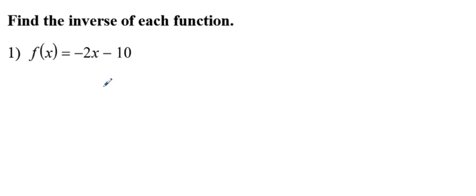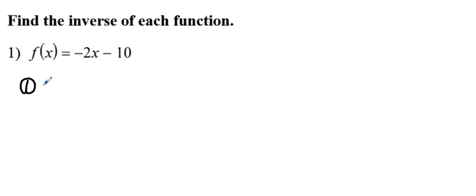Okay, so we're going to go over the midterm review, and it's going to be broken up into a few parts. Our first part is going to cover inverses. So it says find the inverse of the function number 1. We have f of x equals negative 2x minus 10.